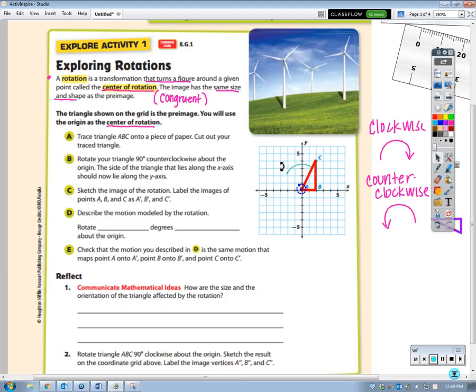So it starts here, and they said that side AB, that's all along the x-axis, right here, should end up on the y-axis. So let's do that again. I'm going to rotate 90 degrees counterclockwise around the origin. And there's my new one.